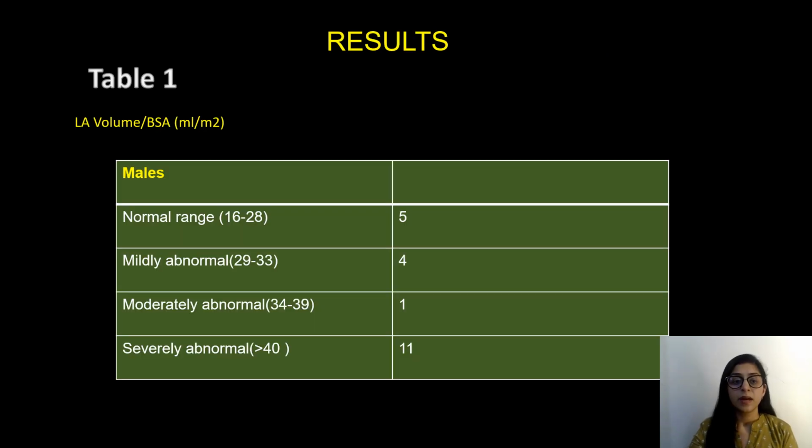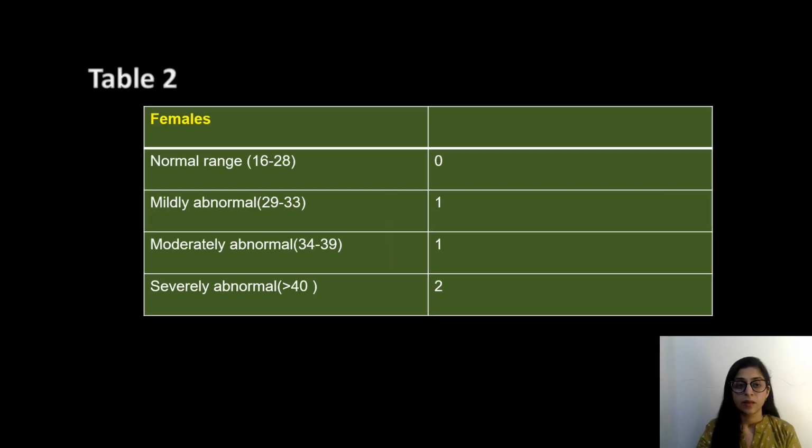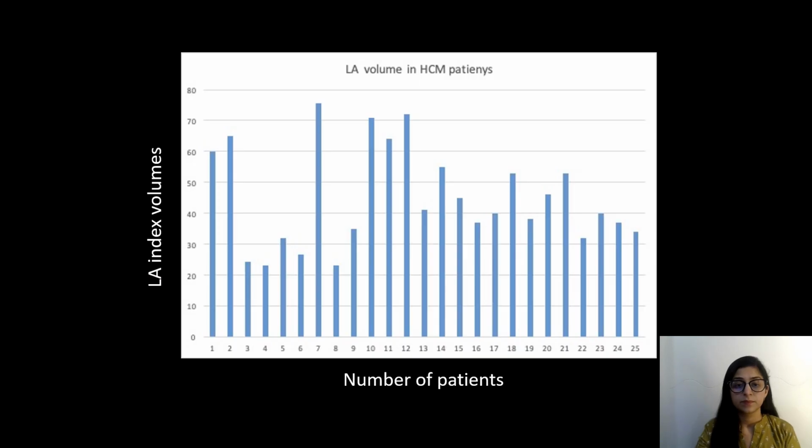My results were: in males, 5 patients were in normal range, 4 were in mildly abnormal range, 1 in moderately abnormal range, and 11 in severely abnormal range. In females, there was no patient in normal range, 1 in mildly abnormal, 1 in moderately abnormal, and 2 in severely abnormal. This is a graphic representation of the same.